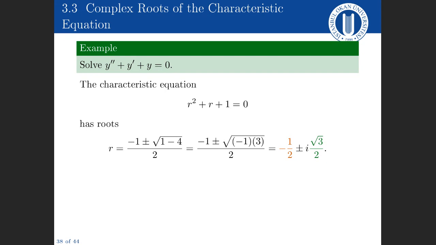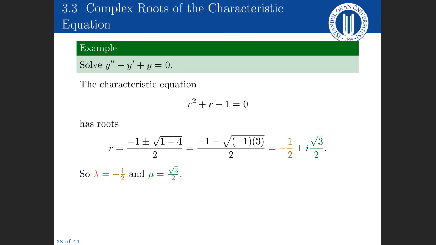We have minus 1 plus or minus the square root of minus 3, which we can think of as the square root of minus 1 and 3, divided by 2. The square root of minus 1 is i, and the square root of 3, of course, is just square root of 3. So r is minus a half plus or minus i root 3 over 2. Okay, now we know lambda and mu. Lambda must be minus a half, and mu must be root 3 over 2.